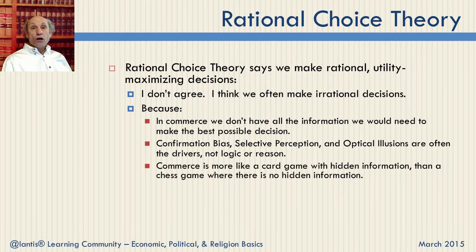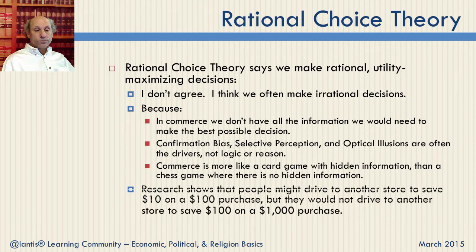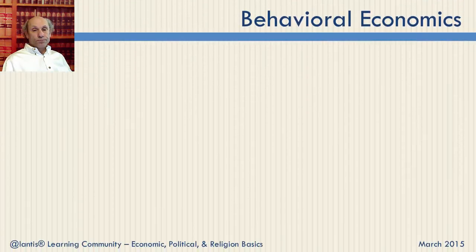Commerce is more like a card game with hidden information than a chess game where there is no hidden information. Does that make sense? In a card game like poker, there's a lot of hidden information. But in chess, everybody can see all the pieces. Everybody knows all the moves. There's no hidden information. And research shows that people might drive to another store to save $10 on a $100 purchase, but they would not drive to another store to save $100 on a $1,000 purchase. We don't often make rational choices.